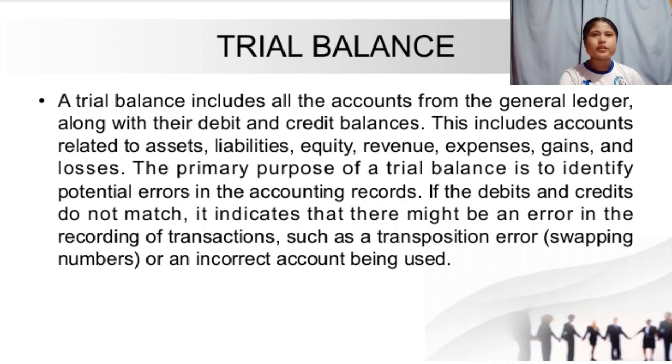Trial balance. A trial balance includes all the accounts from the general ledger along with their debit and credit balances. These include accounts related to assets, liabilities, equity, revenue, expenses, gains, and losses. The primary purpose of a trial balance is to identify potential errors in the accounting records. If the debits and credits do not match, it indicates that there might be an error in the recording of transactions, such as a transposition error, or swapping numbers, or an incorrect account being used.